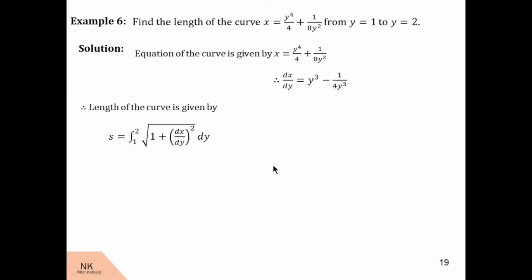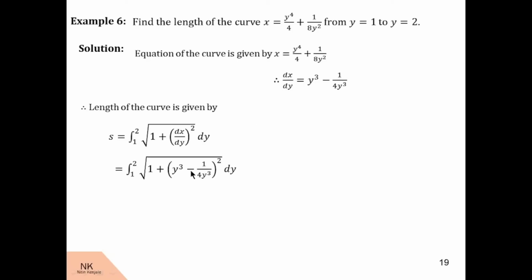So it is given by integral of under root 1 plus dx by dy square dy over the limit y1 to y2. Here y1 and y2 are already given in the question. They are 1 and 2 respectively. Now let us substitute value of dx by dy, which is y cube minus 1 by 4y cube, like this.